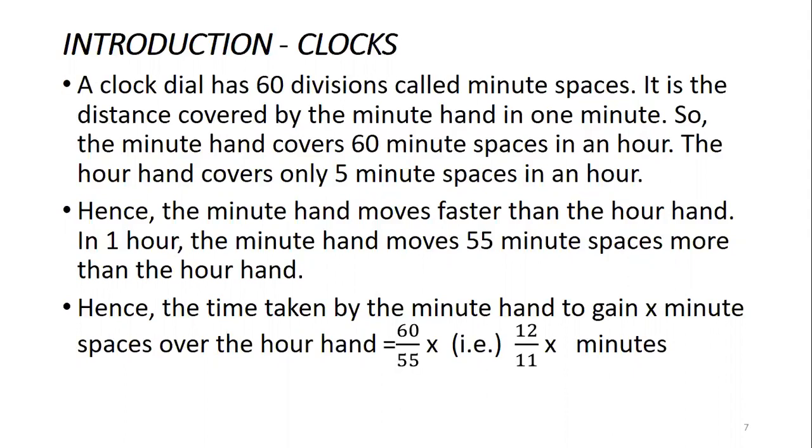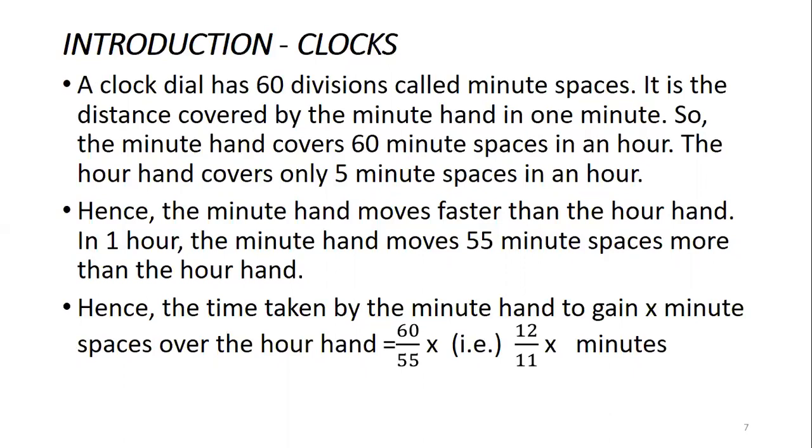The hour hand covers only 5 minute spaces in an hour, whereas the minute hand covers 60 minute spaces in an hour. That is, 1 minute space is equal to 1 division, which is equal to 6 degrees. The minute hand covers 60 minute spaces or 360 degrees, or makes one rotation in 1 hour, whereas the hour hand moves only 5 minute spaces in 1 hour. So 5 into 6 degrees, the hour hand makes 30 degrees movement in 1 hour.